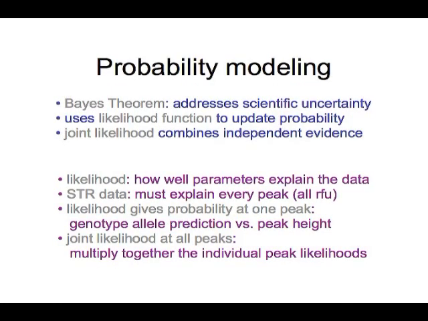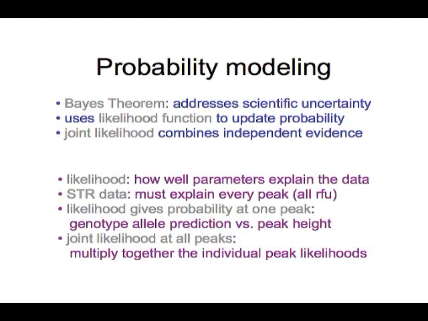What is probability modeling? In brief, there's one theorem of probability that's 250 years old that lets us address scientific uncertainty. It's the only one that we have, actually. What it says is we start with an initial probability distribution, say population frequencies of genotypes, before we see data, and then the likelihood function engages the data to update our probabilities to what we believe after we see the data. A joint likelihood lets us combine independent evidence in ways that we're about to see.